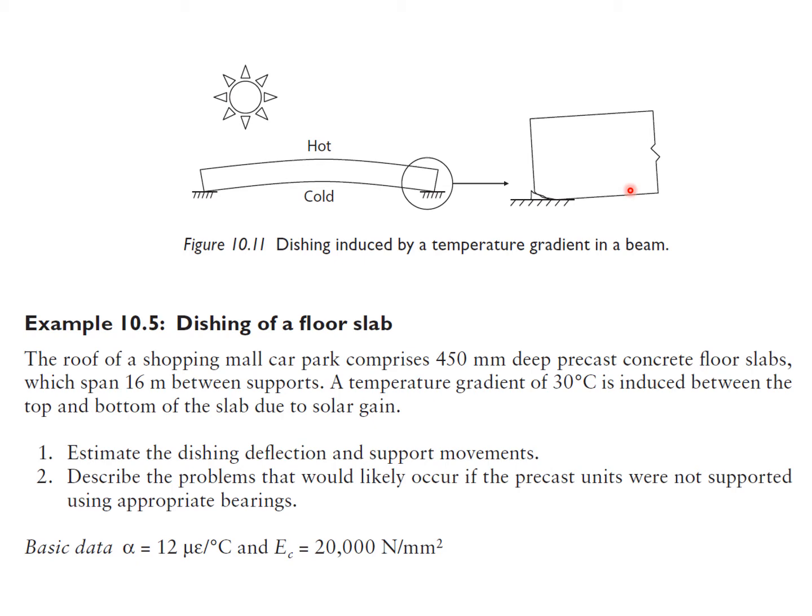The roof of a shopping mall car park comprises 450mm deep precast concrete floor slabs, which span 16 meters between supports. A temperature gradient of 30 degrees Celsius is induced between the top and bottom of the slab due to solar gain. 1. Estimate the dishing deflection and support movements. 2. Describe the problems that would likely occur if the precast concrete units were not supported using appropriate bearings.